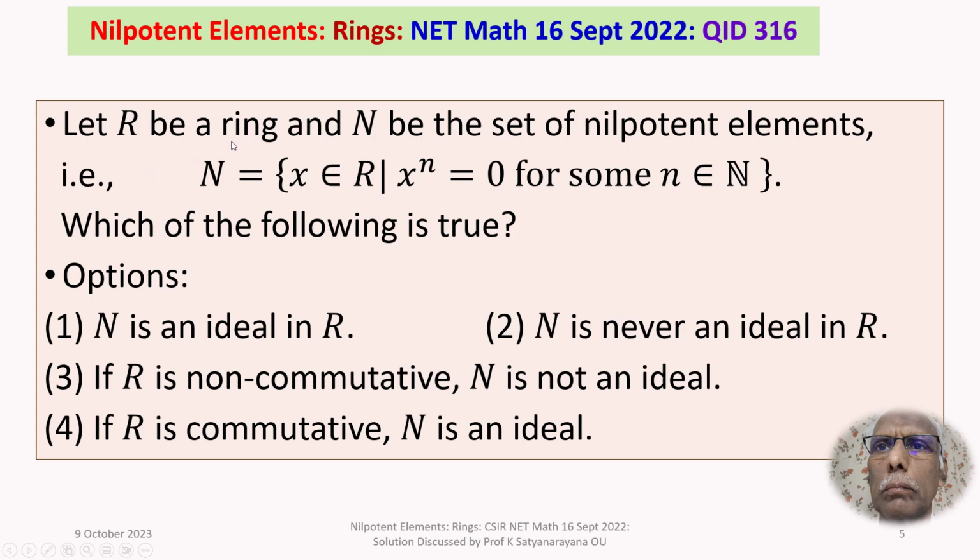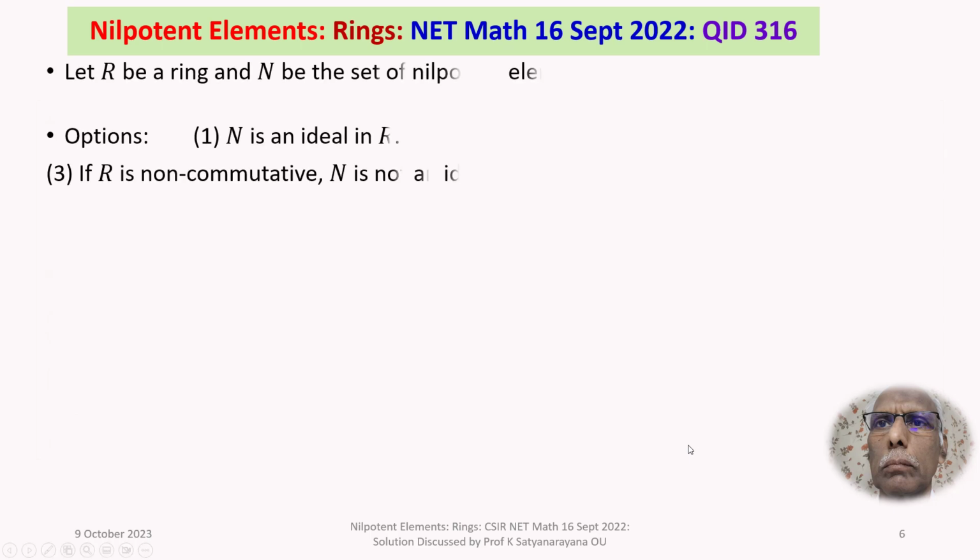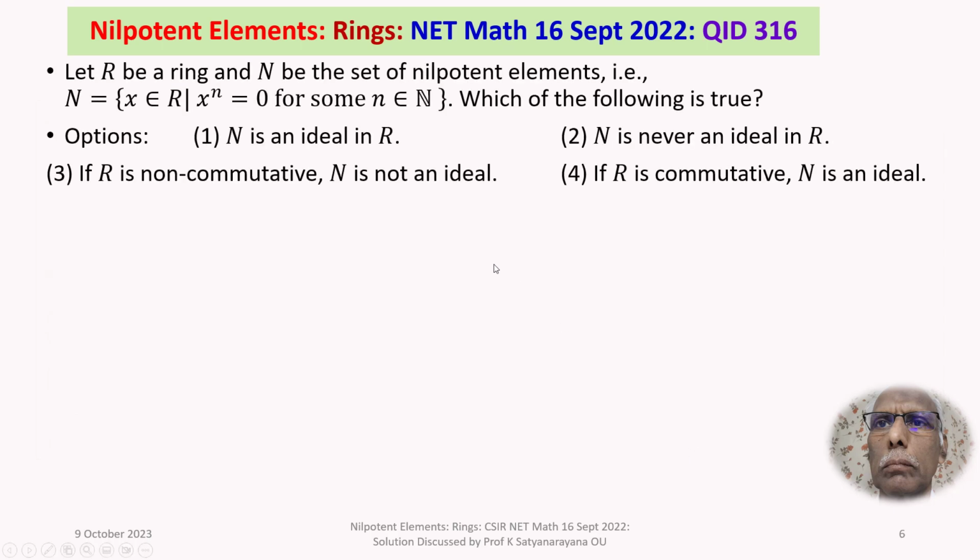We have a ring R and N is given to be the set of all nilpotent elements. Then we have to discuss the validity of the four statements given in the options. So that's our given question. Let's now discuss the solution of the problem in detail.